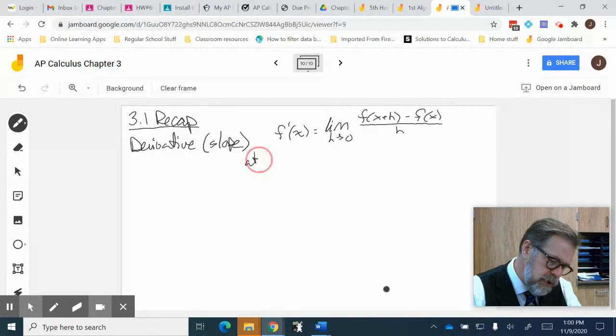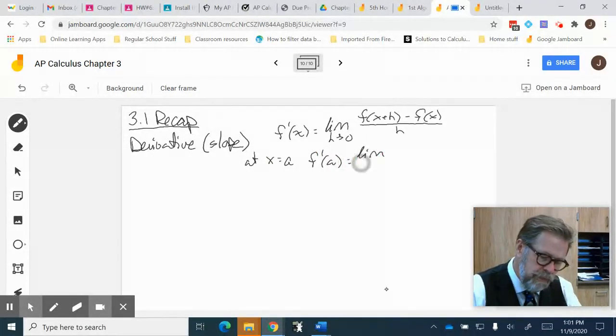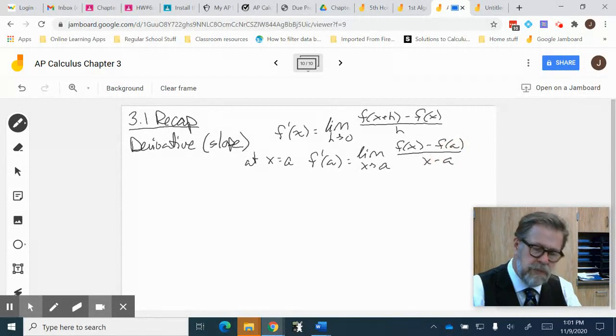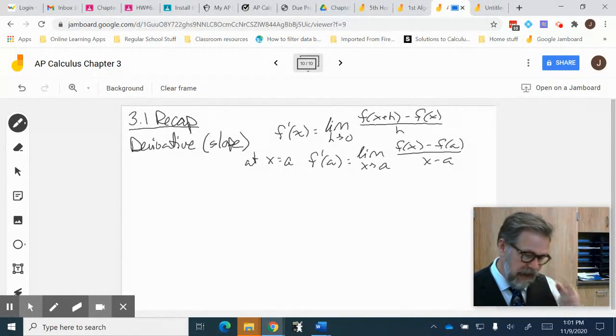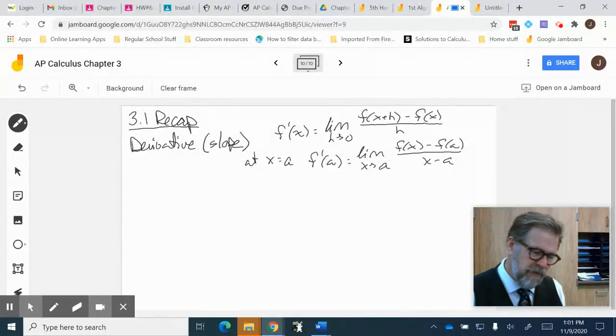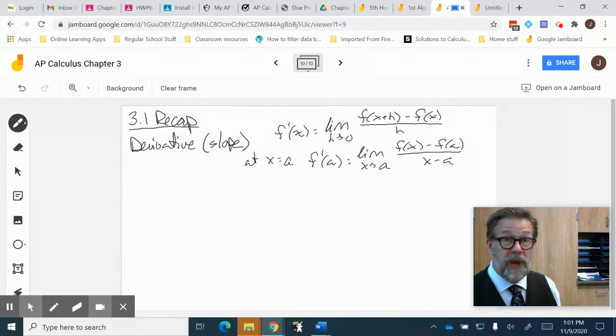We can also do it slightly differently. At some point x equals a, the derivative at that point equals the limit as x approaches a of f of x minus f of a divided by x minus a. Of course, x minus a is the same as h, because x is getting closer and closer to that point, and f of x minus f of a is the same as f of x plus h minus f of x. Sometimes the second one is just easier to simplify than the first one in a complicated case.